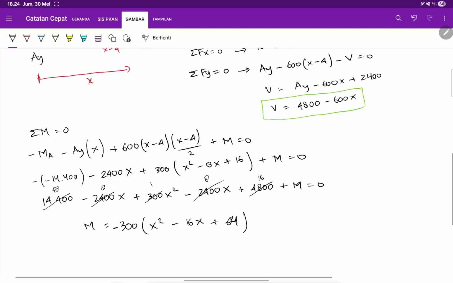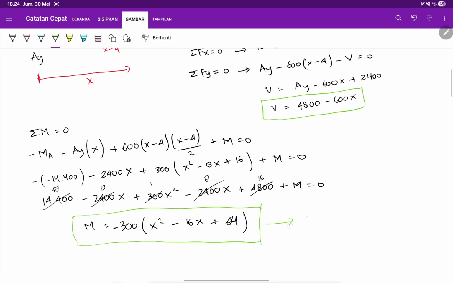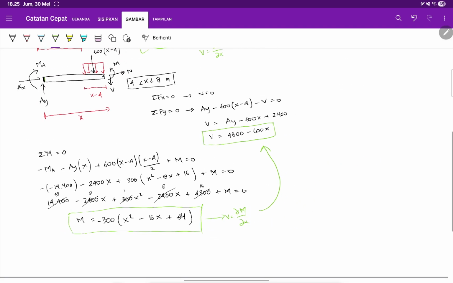Let me take the derivative of this. Okay, yeah, it's correct now. So this is my moment equation. If I take the derivative of this, V equals dM/dx, that should be this, because this becomes 2 times minus 300x, which is minus 600x. And then this, if I take the derivative, minus 16 times minus 300, so plus 4,800. So I'm correct. Yeah. So this is how you get the equations.